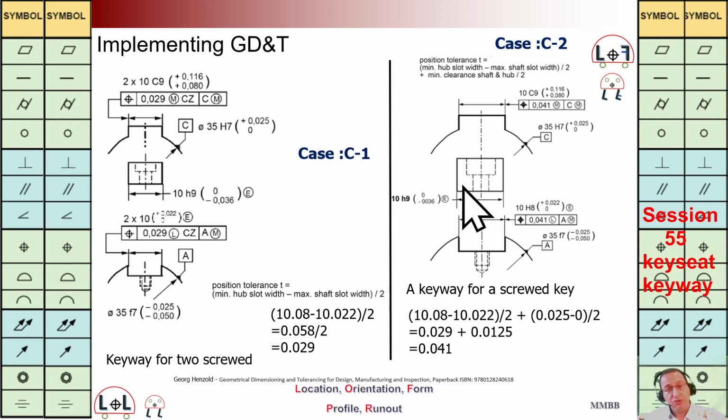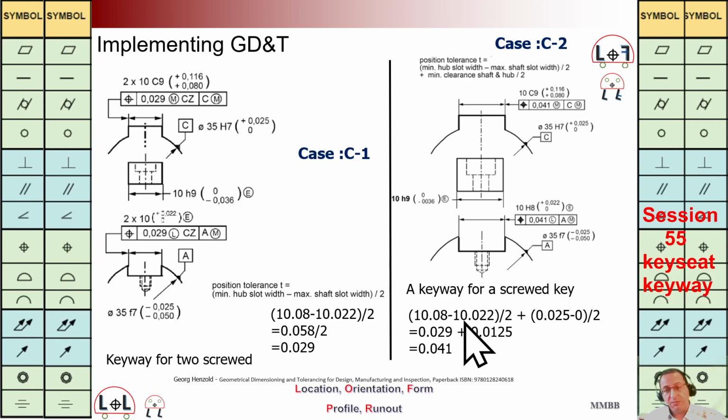Whenever we are going to have just one key, not two keys, it is the same situation as case C1, there is no interference. We are going to have the screw. We are going to have just one key, and we are going to screw it to the key seat here. The formula is the same as before. We should consider the effect of clearance between shaft and hub divided by 2.